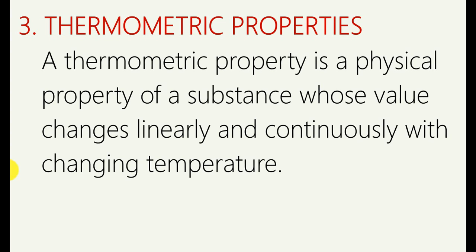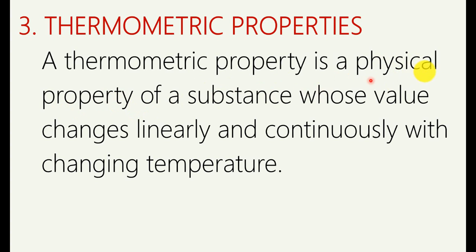A thermometric property is the physical property of a substance whose value changes linearly and continuously with changing temperature. The value must change linearly. If you don't use the word linearly, you can say uniformly, and continuously with the temperature. Whether you put changing temperature, as long as you've talked about the value of this substance or the value of this physical quantity.